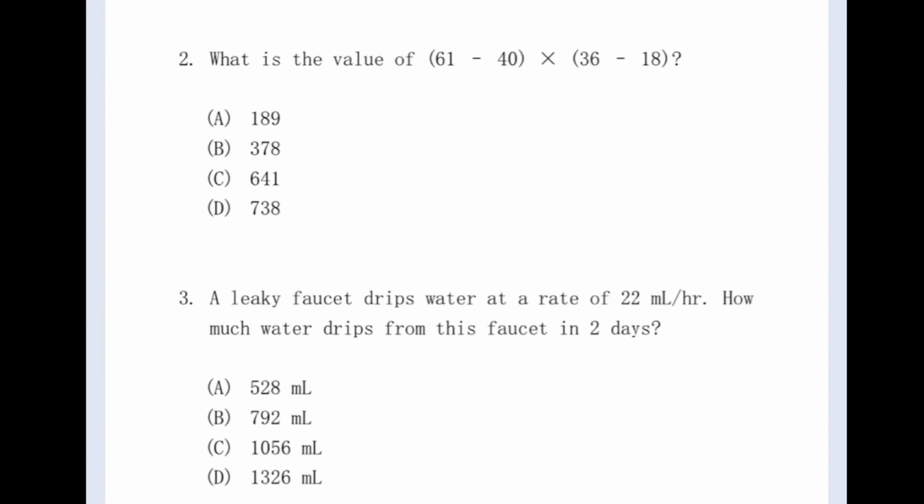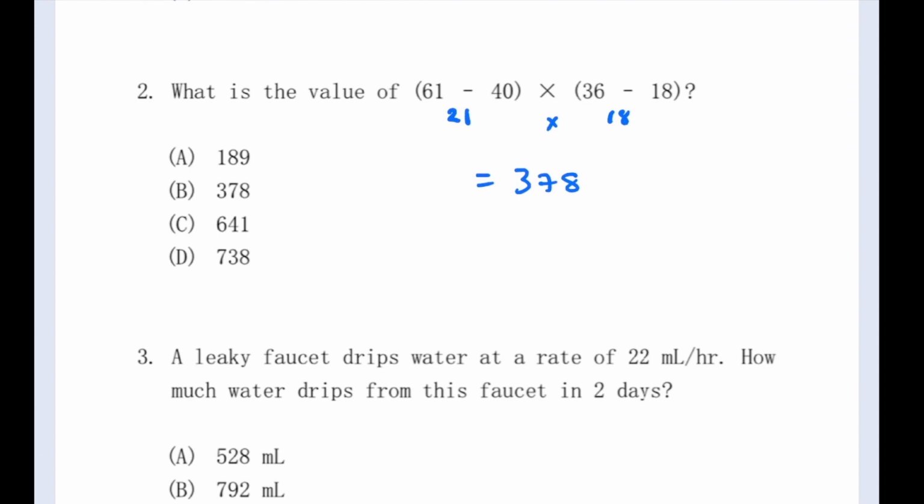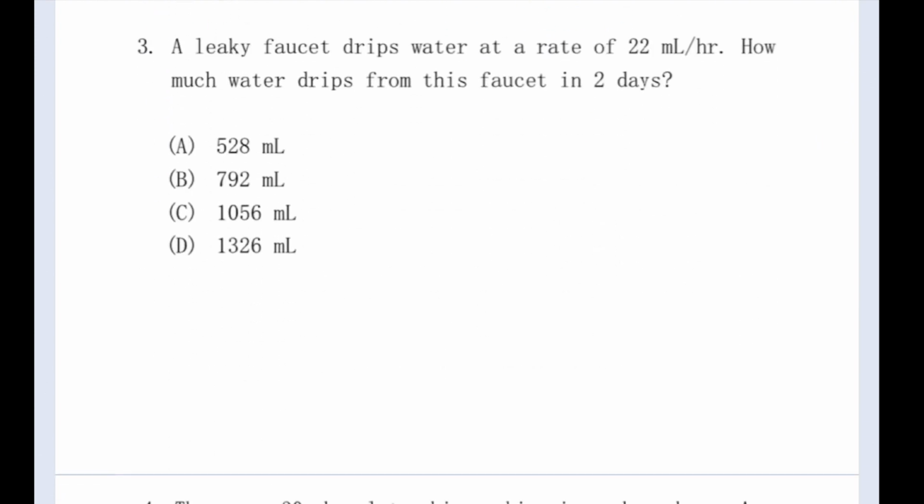This next problem: what is the value of (61 minus 40) times (36 minus 18)? When something is in parentheses, we have to do the parentheses first. So 61 minus 40 is 21, multiplied by 36 minus 18, which is 18. So 21 times 18 is going to give us 378. So the answer is B.